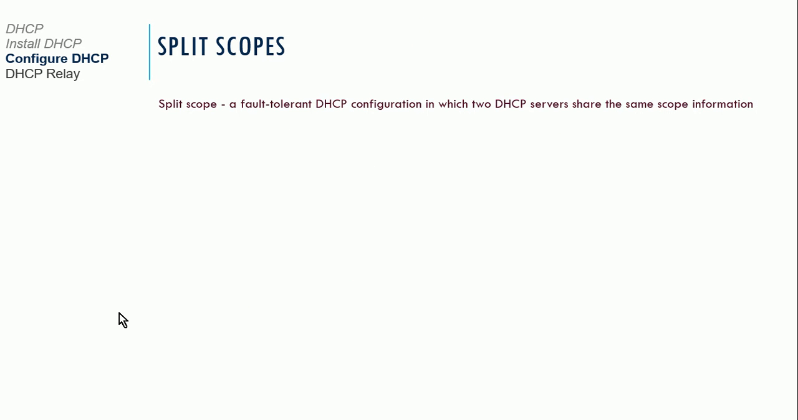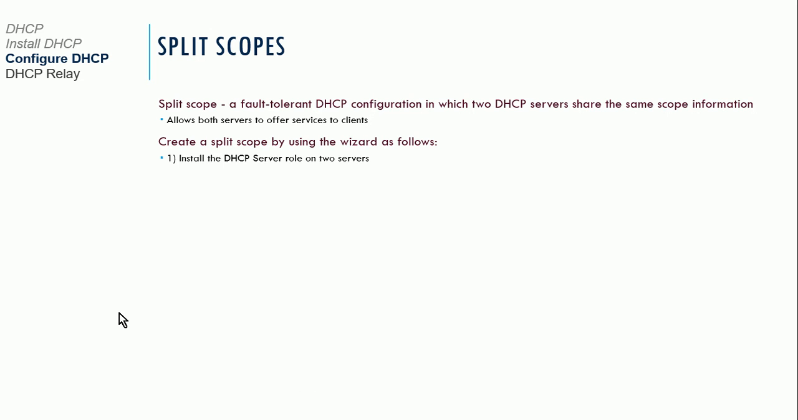A split scope is a fault-tolerant DHCP configuration when you have two DHCP servers sharing the same scope information. It allows both servers to offer services to clients. That way, if one server goes down, the other one can take over. You can create these split scopes by using the wizard.